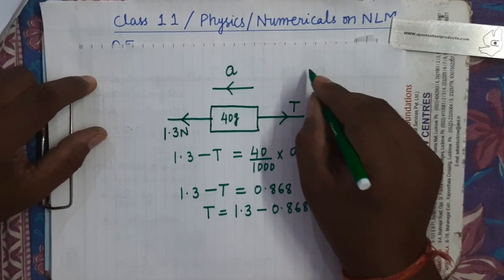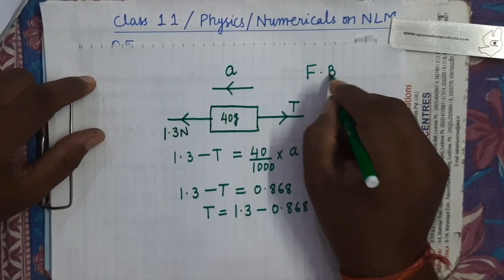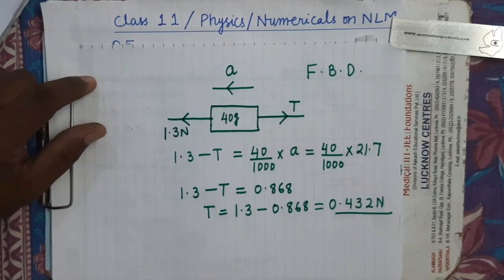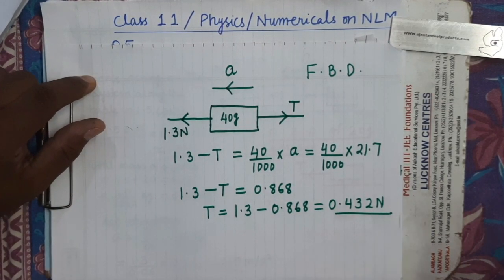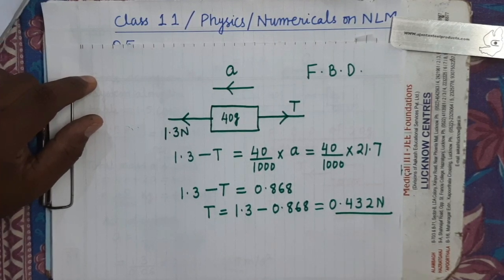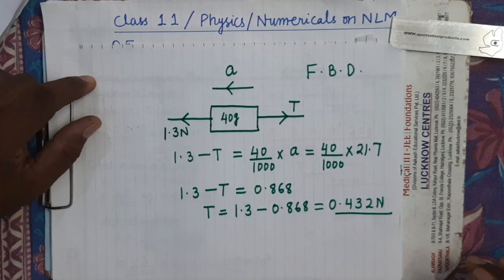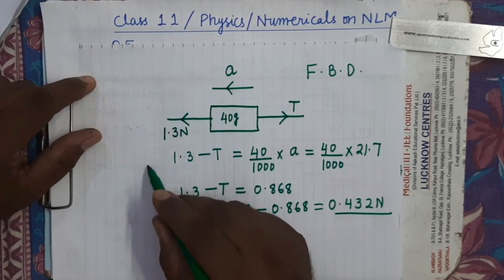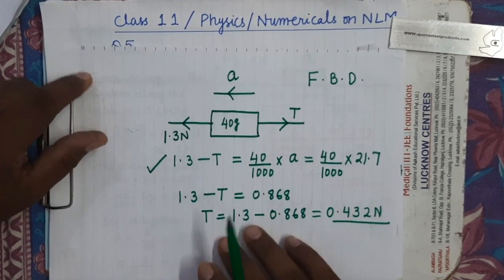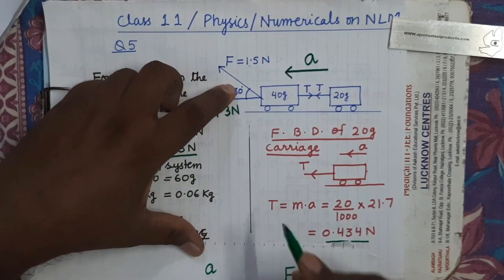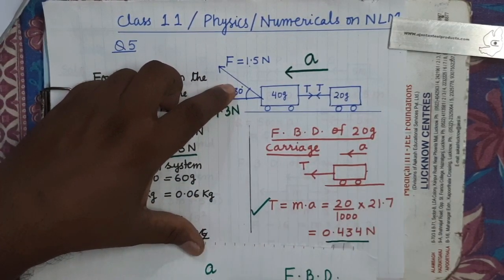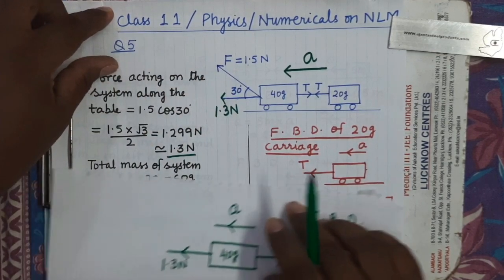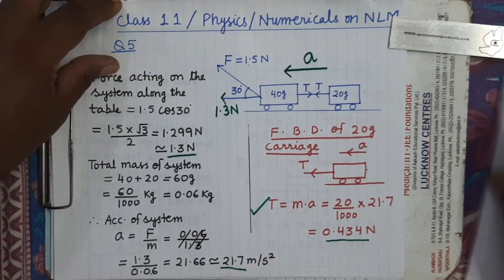What is the meaning of free body diagram? In short, we write it as FBD. Means we will make the body free from the other bodies. Then you show all the forces acting on that body, including its direction of motion. And by using that, you can write the equation of motion. This is called the equation of motion of 40 gram. Similarly, this is called the equation of motion of 20 gram carriage. It's clear. So I hope that you have understood this.